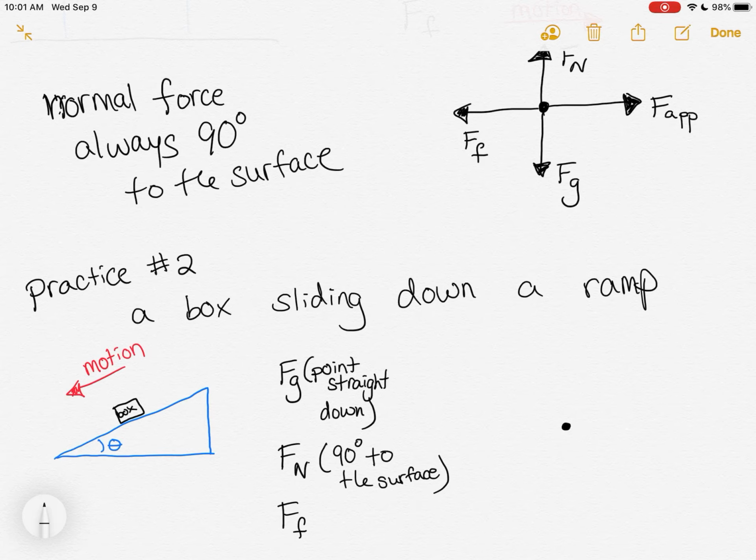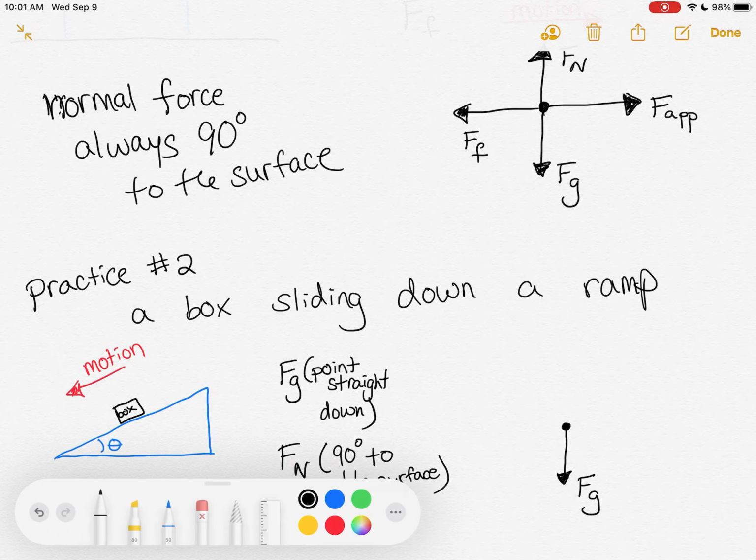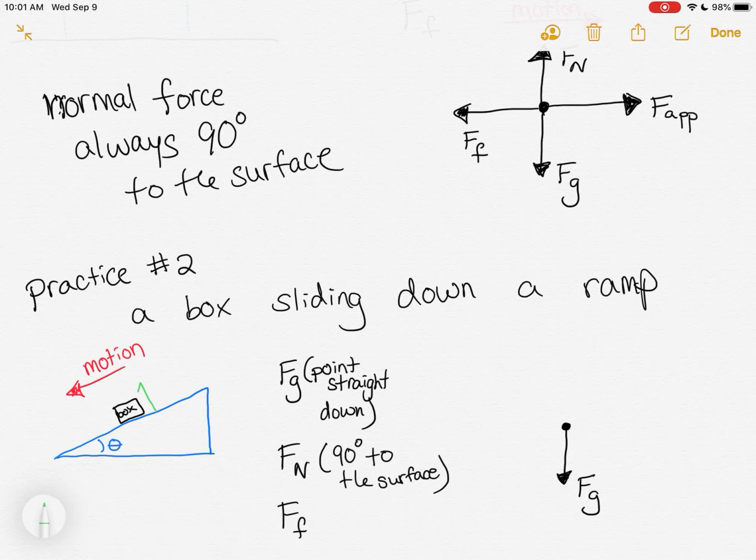All right, so when we're drawing our free body diagram, our Fg is going to point straight down. Now here's where it gets tricky. Because the box is at an angle, remember that our Fn has to be 90 degrees to the surface. So I'm just going to show you what it's going to look like on that system diagram. So that means in our free body diagram, our Fn is not pointing straight up.